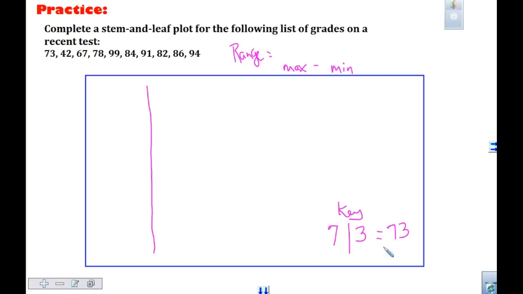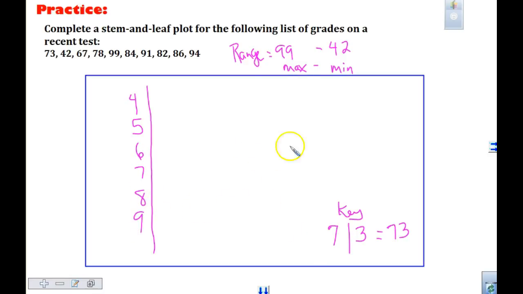Then, our smallest one, Becca, was what number? 42. Which means when I'm looking at my minimum of 42 and my maximum, Samantha, what do we have? 99. So we can find that range. That means I need to go from the 40s up to the 90s. You cannot skip the 50s.